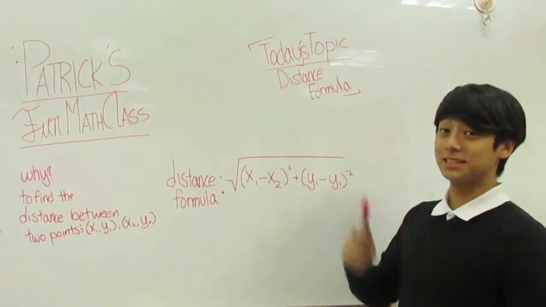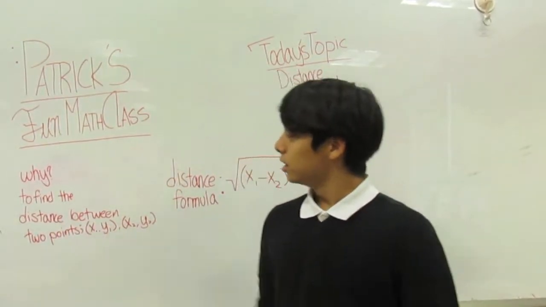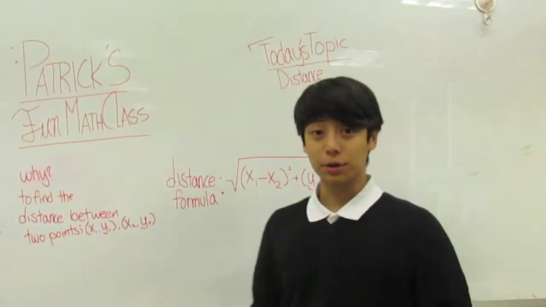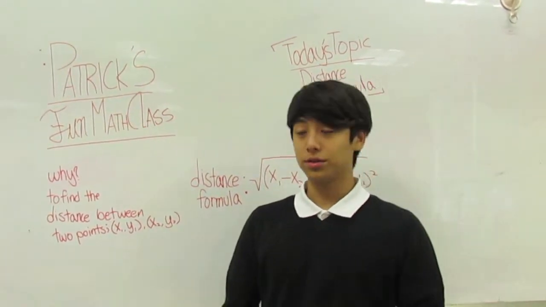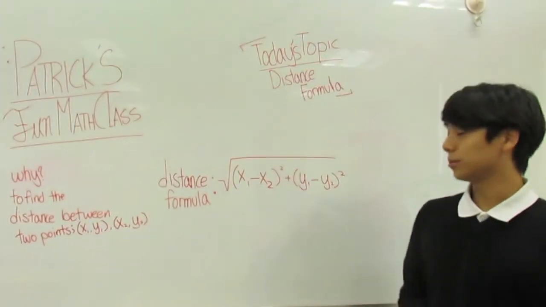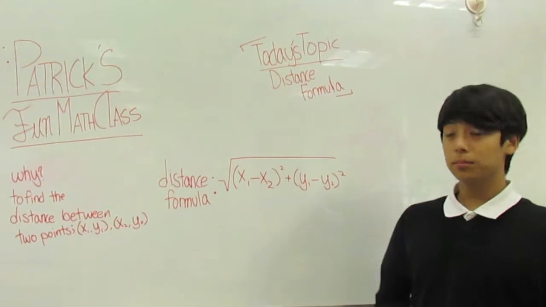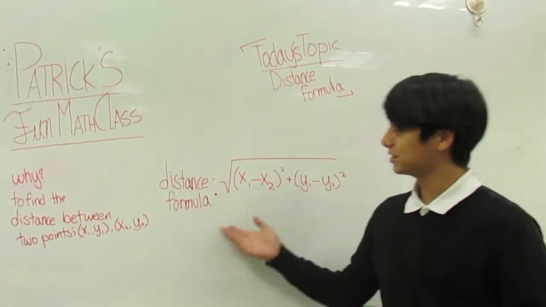Today's topic, distance formula. For the people who don't know, why do you use distance formula? To find the distance between 2 points, for example, point x1, y1, and point x2, y2. So here's the distance formula: square root of (x1 minus x2) squared plus (y1 minus y2) squared.